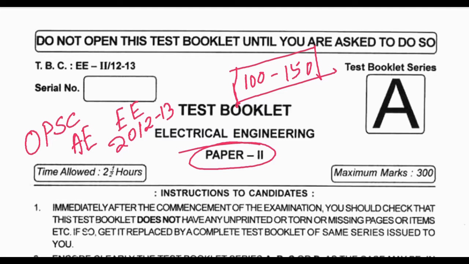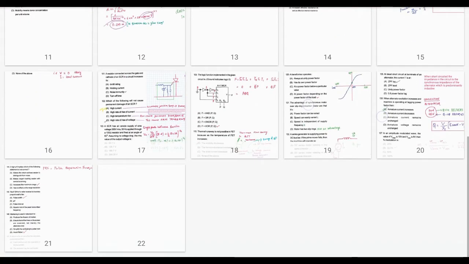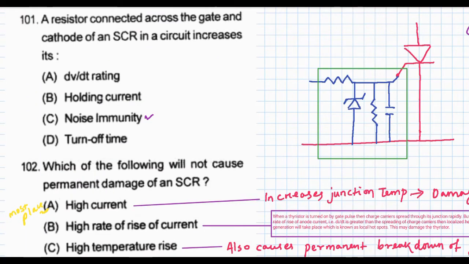And let's have the first question, that means question 101. A resistor connected across the gate and cathode of an SCR in a circuit increases its. So here given that the resistor is connected across gate and cathode, that means in parallel across gate and cathode.